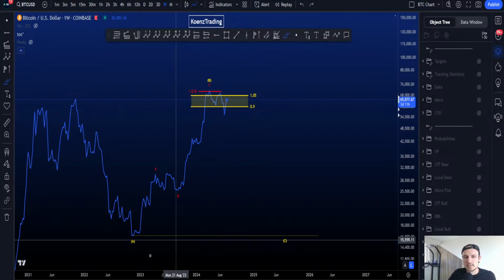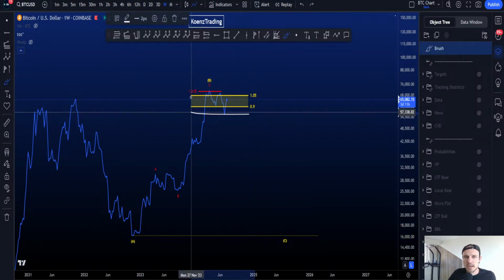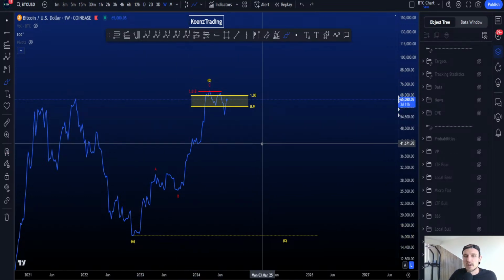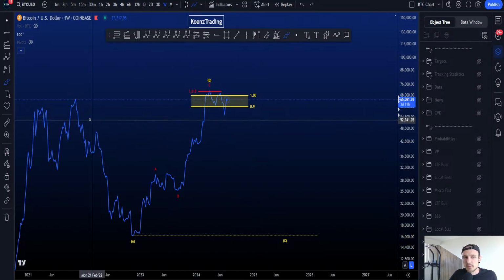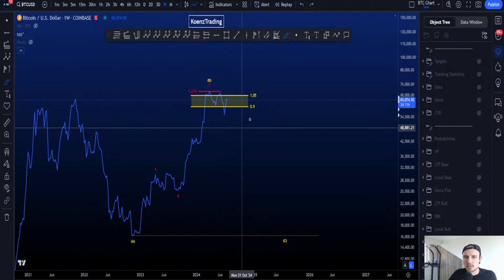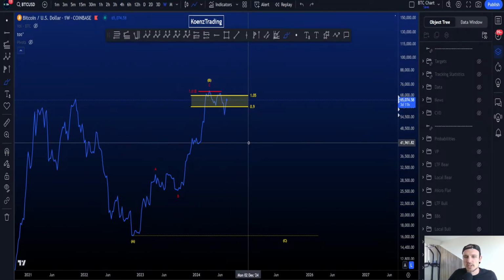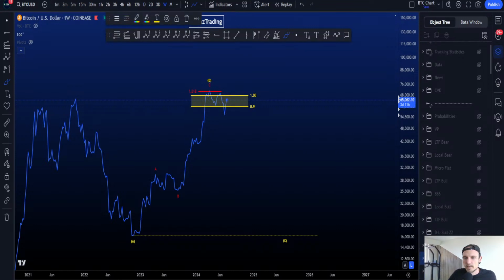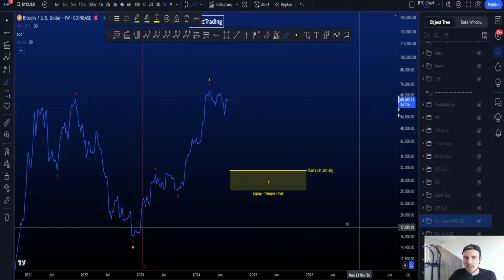Now here we have a regular flat. Your target is below 15K. The 0.9 to the 1.05 is the common target area for a regular flat, taken from the high to the low of A, which is where we are ranging now. And in this scenario, you are going to be looking for a very bearish impulsive move to the downside. More about that in a second.